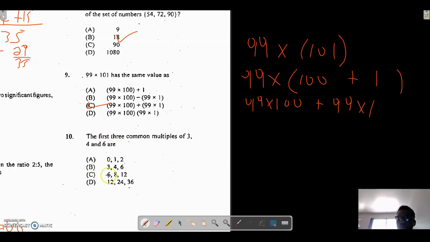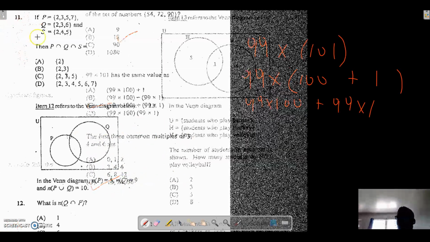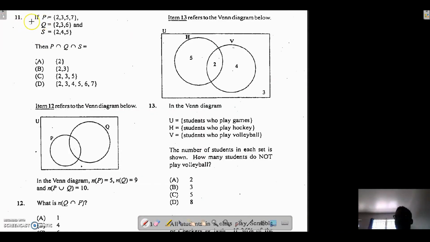Now, what about 6, 8, and 12? While we appreciate that 3 can go into 6, 4 can't go into 6, so that's out, which makes the answer automatically D, and we don't have to check it because we would have ruled out A, B, and C.